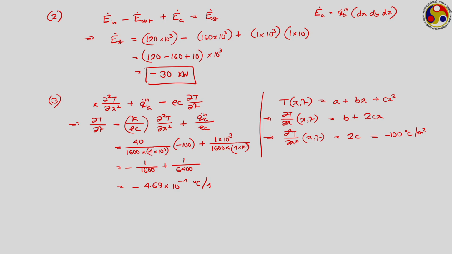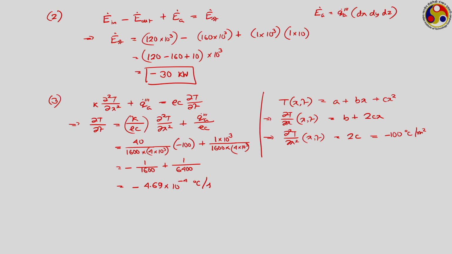It is an extremely small rate, and though we were supposed to calculate this quantity at the mid plane, we are actually getting dou T dou t as a fixed, constant number. That means anywhere in the domain from x equal to 0 to x equal to L, at all the planes, the time rate of change of temperature is like this, that is, the temperature is continuously decreasing at all the points. So, that is how we can use a generalized form of the heat diffusion equation in conjunction with Fourier's law of heat conduction.